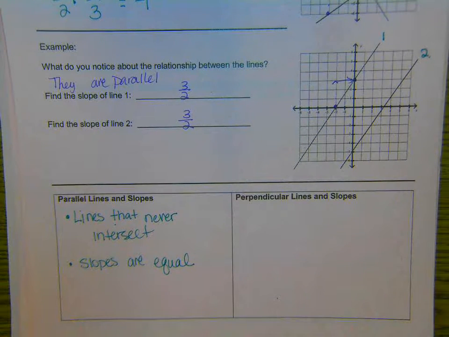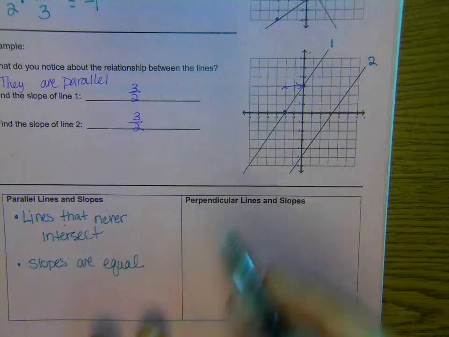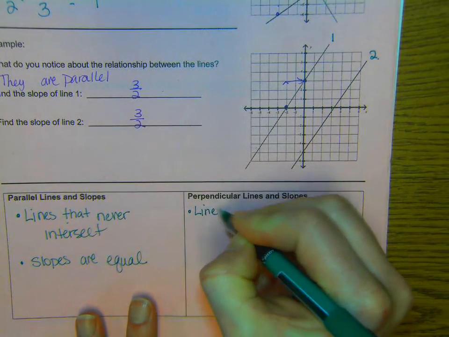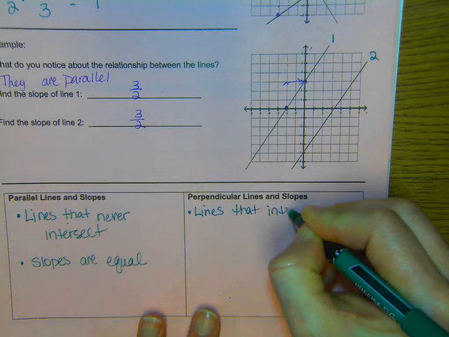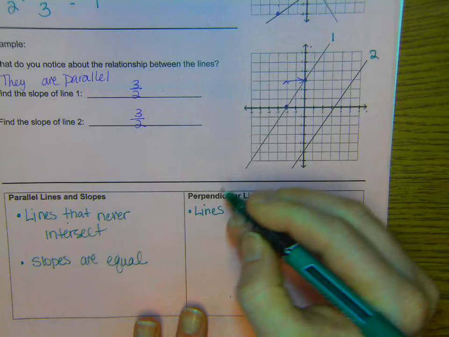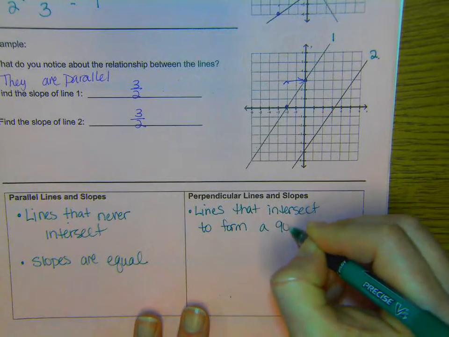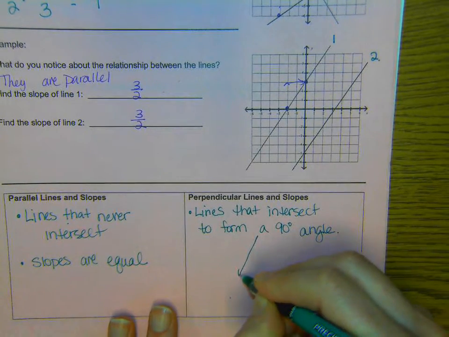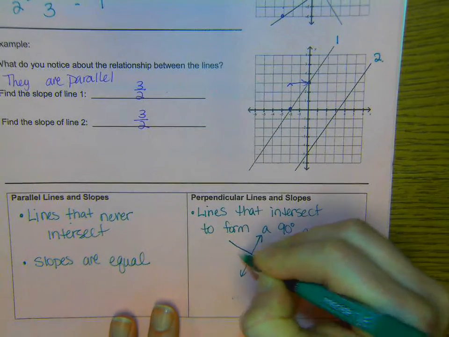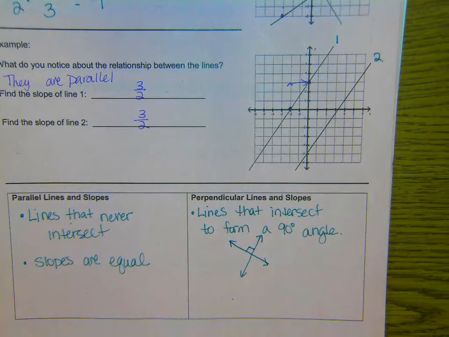Okay. So the definition of perpendicular lines are not just lines that intersect, but they are lines that intersect and form a 90-degree angle. So a picture would be of a 90-degree angle, something like this. Another name for that is a right angle.